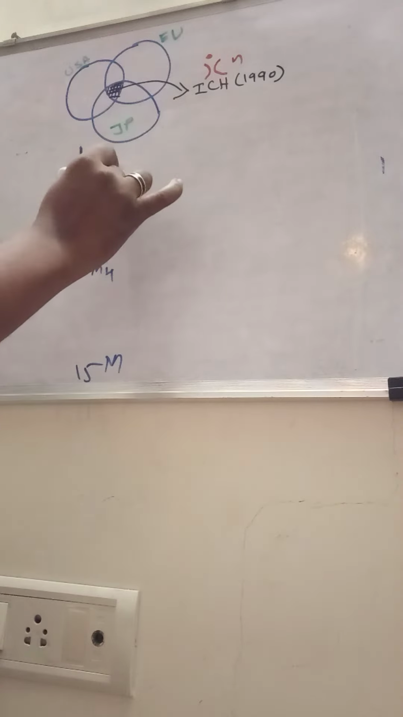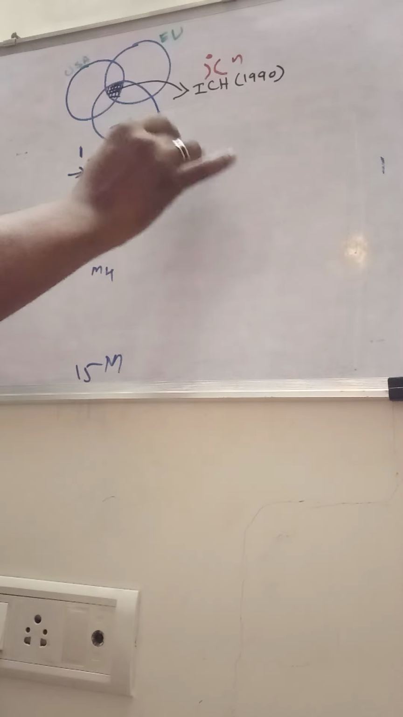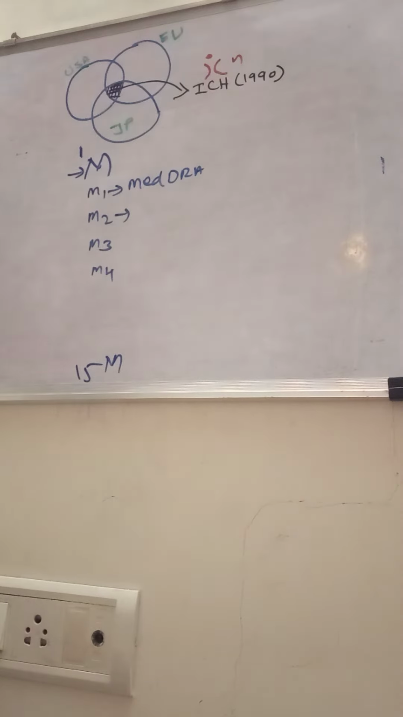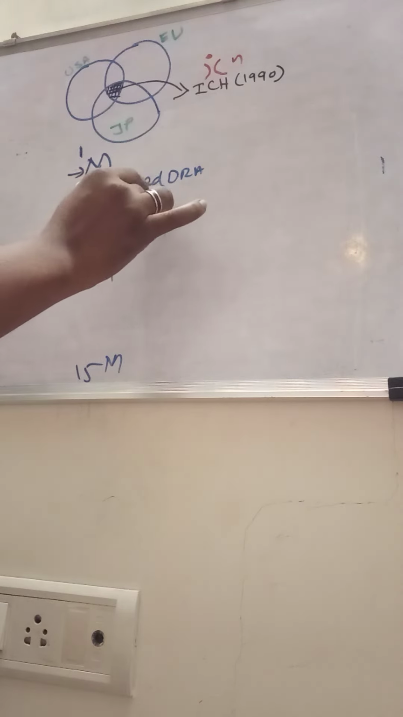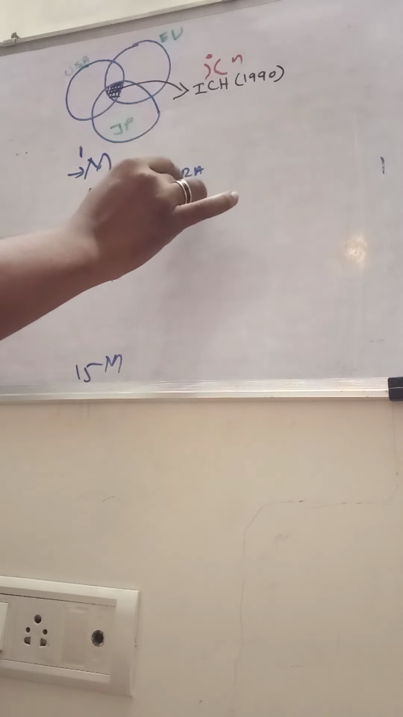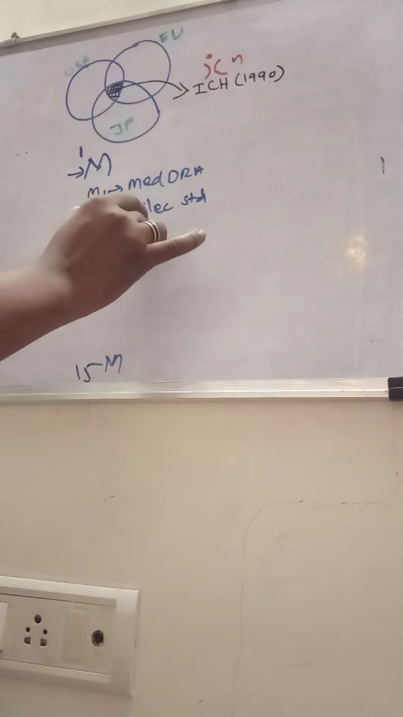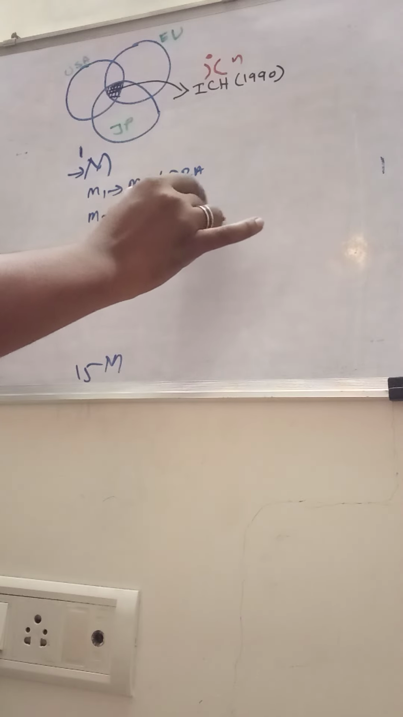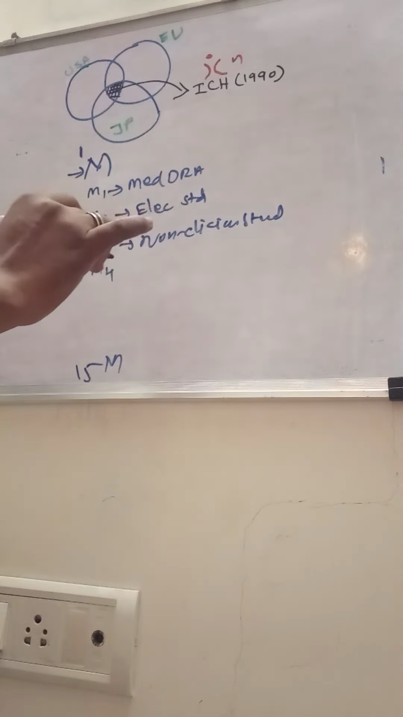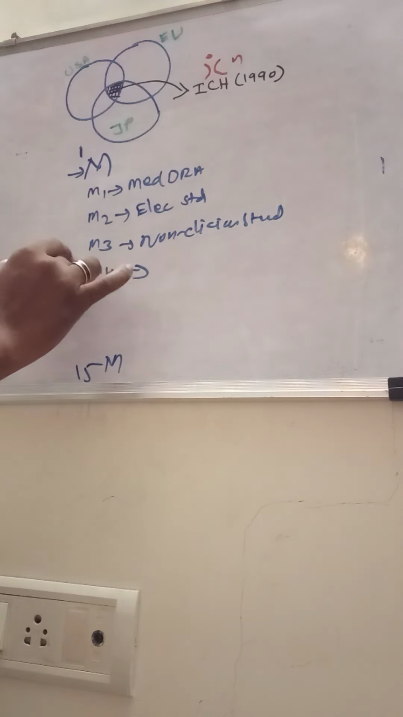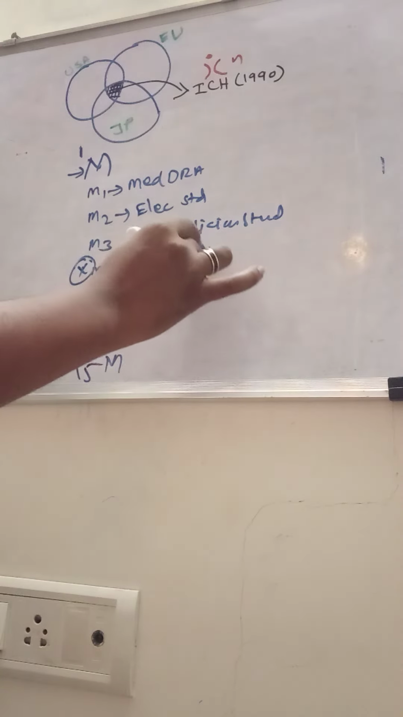M1 talks about MedDRA aspects, the Medical Dictionary for Regulatory Activities. And M2 talks about electronic standards: whatever we are doing, what their electronic standards are, and in which format everything is to be delivered, those aspects it will focus on. M3 talks about non-clinical aspects, how non-clinical studies are to be conducted. And M4, again a very important one, is CTD, the Common Technical Document.